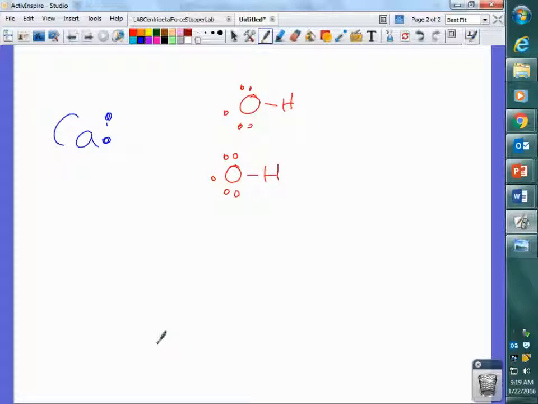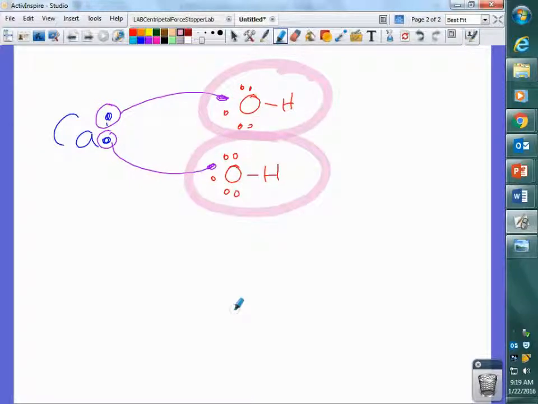What happens? It loses them, right? But 1 to each. This electron that calcium is trying to lose goes here. This electron that calcium is trying to lose goes here. Okay? Now, individually, what are those? Those are polyatomic ions because they've all gained that electron. Okay? Good there? And specifically, do you remember what we called those polyatomic ions?